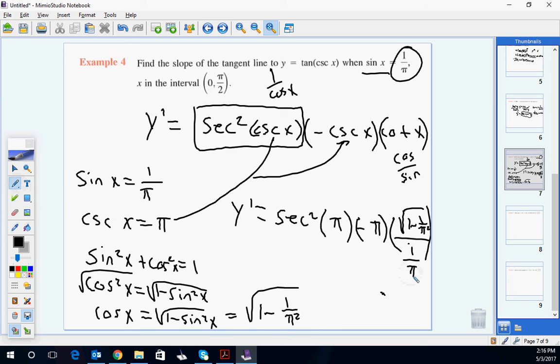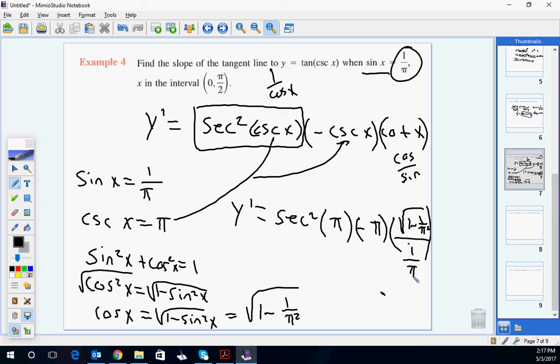All right, before I lose everyone, cosecant x we defined is pi because they told us sine of x is 1 over pi. These are reciprocals. So everywhere there's a cosecant x, we can put pi in here and here. That's why those are there. This is the work we did to get cosine, which is equivalent to this over sine, and sine is 1 over pi.